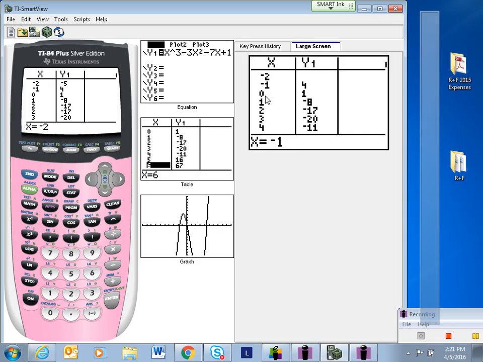-2 and -1. What's going to be a common mistake somebody's going to make? Yeah, they're going to say right here, because you're looking at the y's, but you're writing down the x's, okay? These change signs, that tells me there's a 0 in between these two, okay? There's another one between 0 and 1, and then you can keep going down.